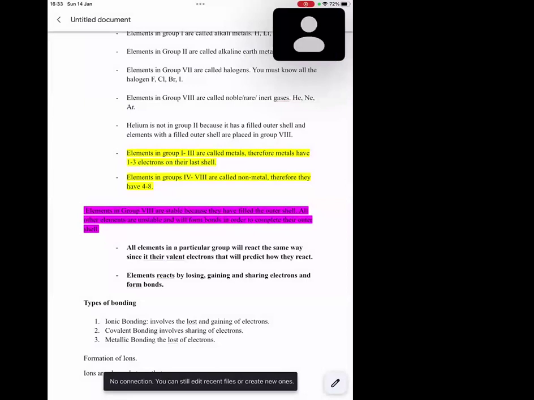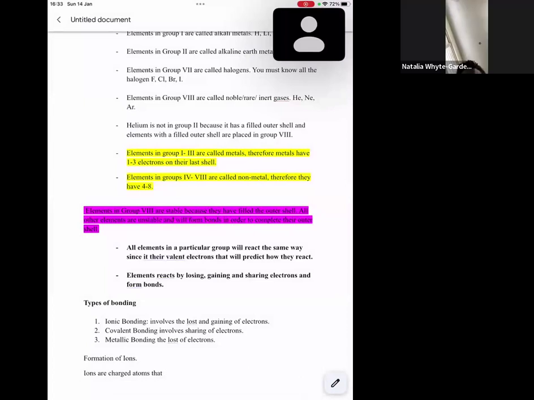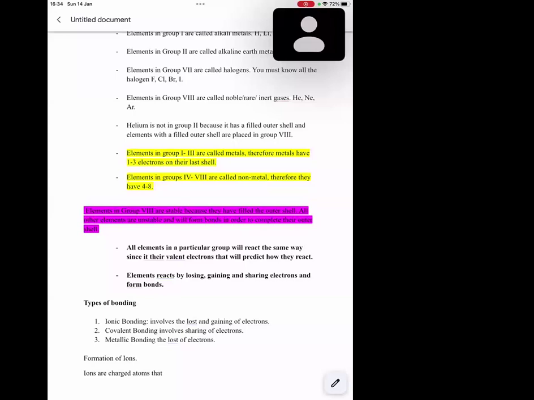Yes, miss. Okay, all elements in a particular group will react the same way, since it's their valence electrons which predict how they react. Elements react by losing, gaining, and sharing electrons, and they form bonds. So elements, in order to become stable, react, and when they react, they are losing or gaining or sharing electrons. And when they lose, gain, or share electrons, these form bonds. Clear?